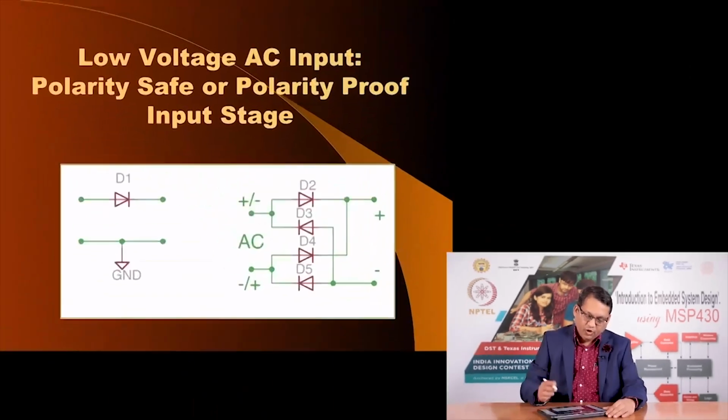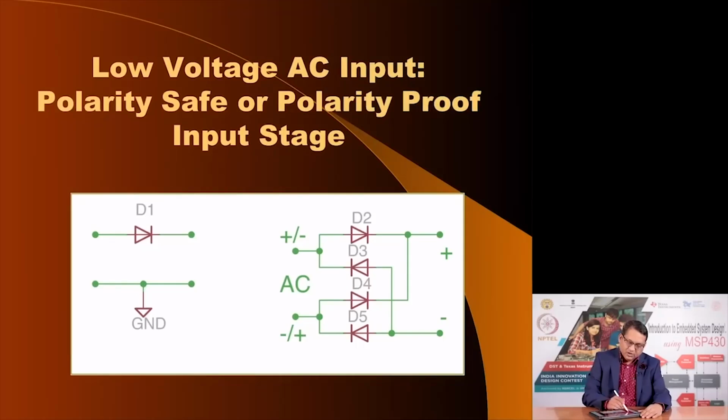So, let us see what all elements are required for creating the power supply. If you have rectified and reduced the input voltage from the mains supply to a low voltage, and you want to power your system, you want to ensure that the polarity of the voltage does not affect your circuit. So, we have two options, one what I call polarity safe. So, this is a polarity safe option.